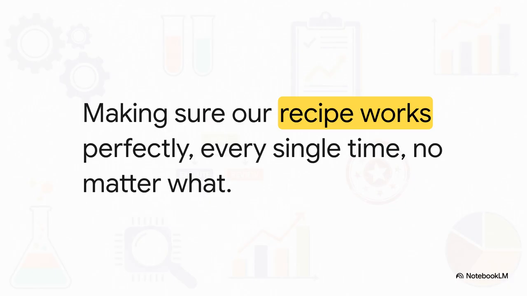Think about baking your absolute favorite batch of chocolate chip cookies. If you follow the recipe exactly, use the exact same ingredients, and bake them at the exact same temperature, you expect the exact same delicious cookie to come out of that oven, right? Process validation is literally just proving with hard data that your manufacturing inputs, like your ingredients, your equipment, your mixing times, will always lead to consistent, high-quality outputs.